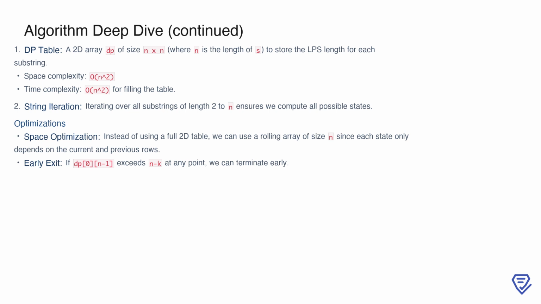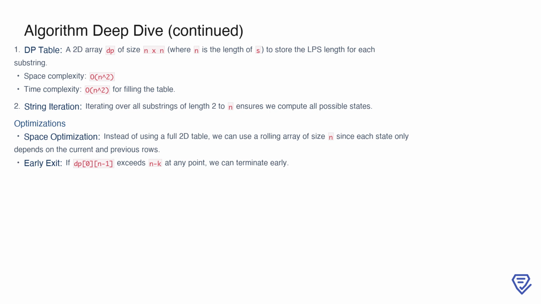However, there are ways to optimize the space usage. Instead of using a full 2D table, we can use a rolling array of size n, as each state only depends on the current and previous rows. This reduces the space complexity significantly.